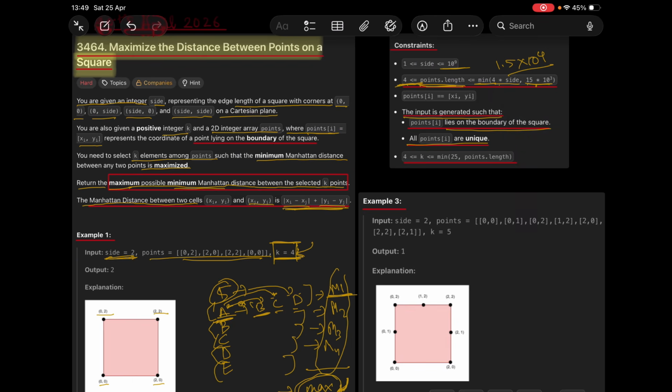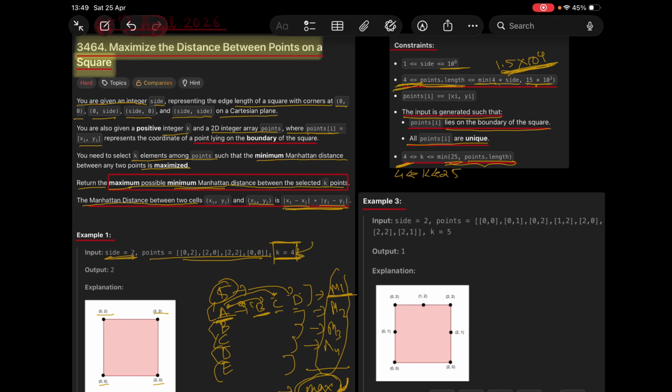And for k also, if you see, the minimum value is 4, that is the minimum you have to select, and at max it will be the minimum of 25 or points length. So what I can say is that the maximum value for k can be 25. So k is less than or equal to 25, and from this value down to 4.